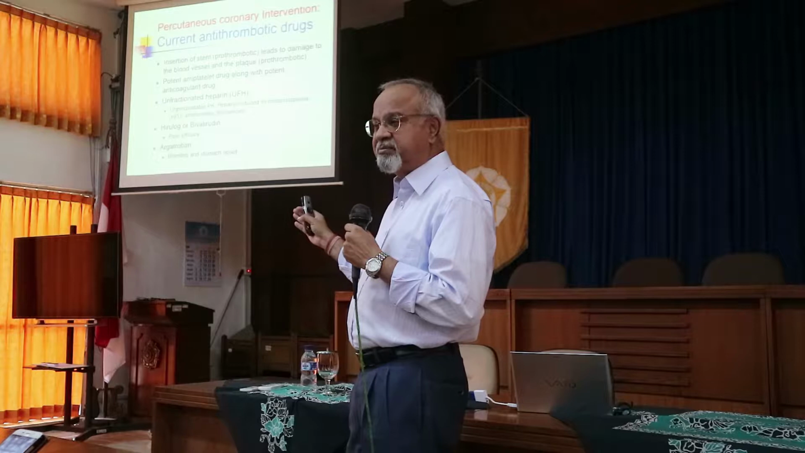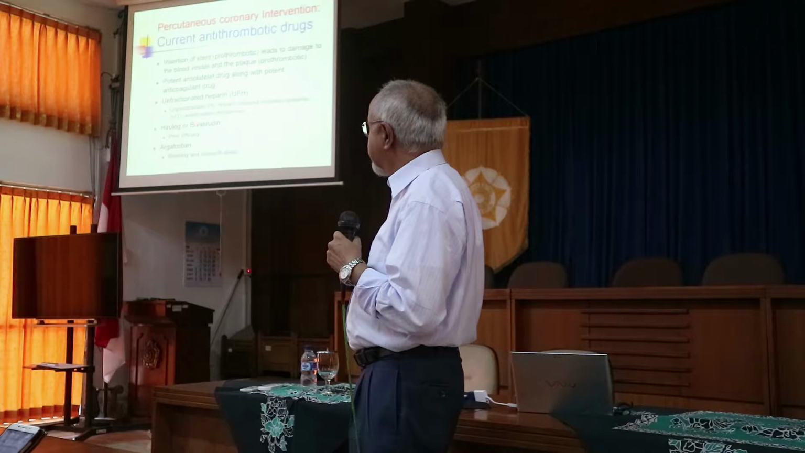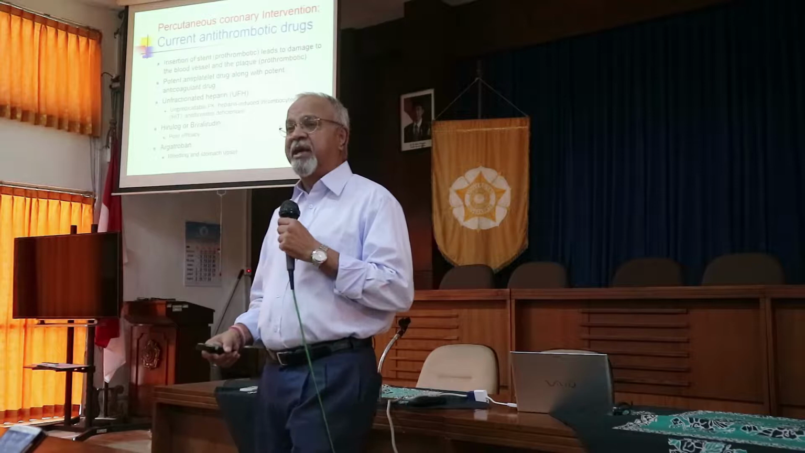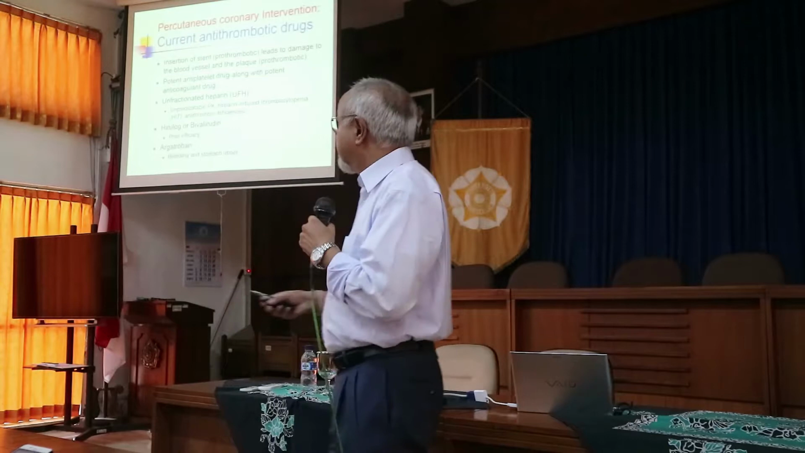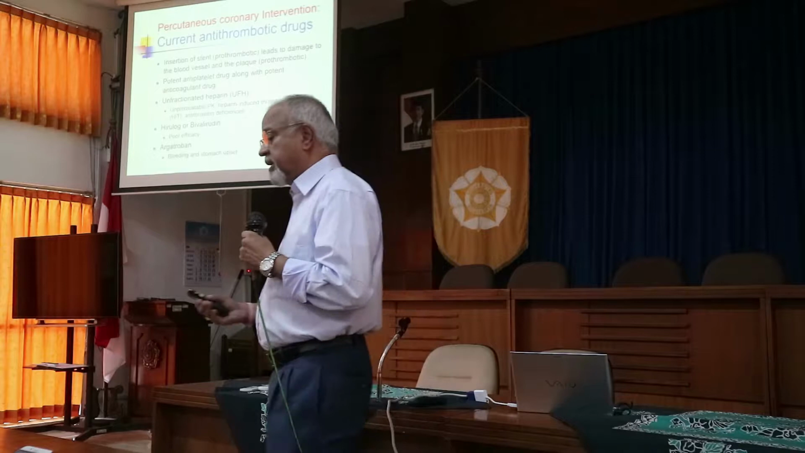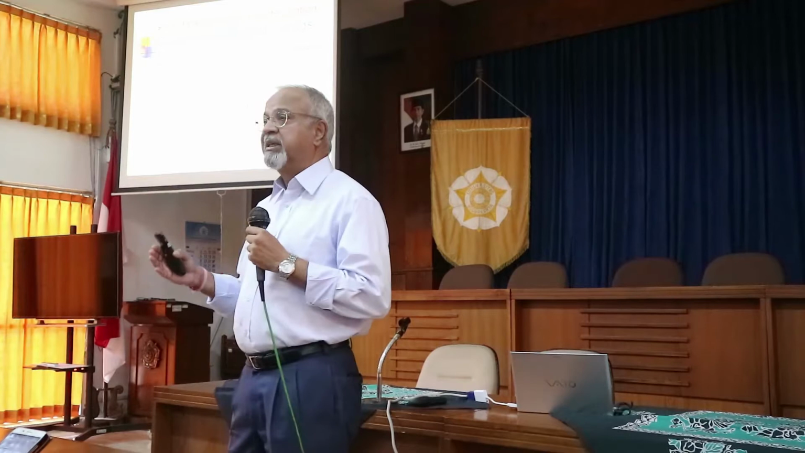Instead, there was a new drug which came about 20 years ago in the market. It's called Hirulog or Bivalirudin. This is designed based on Hirudin, which is a leech thrombin inhibitor. The only trouble we found out very recently, in 2014, end of 2015, is that it has very poor efficacy. It causes bleeding, but they didn't check it that well.